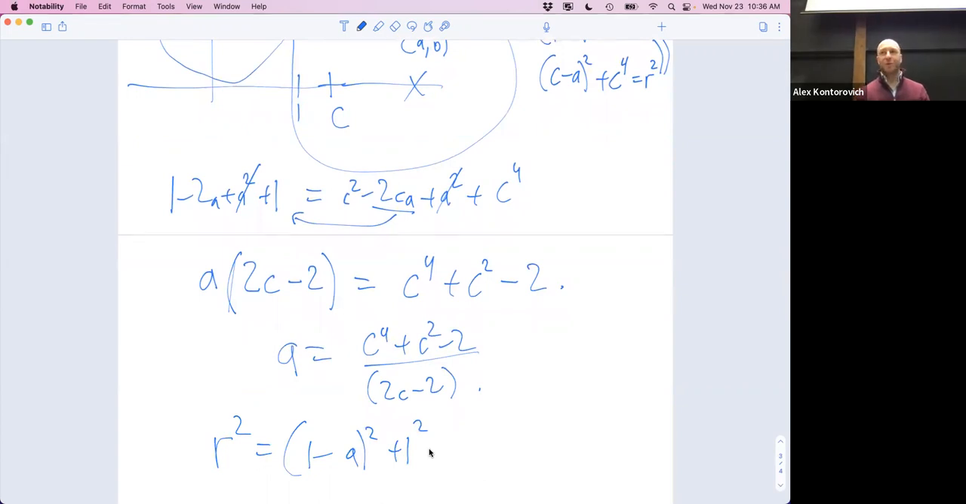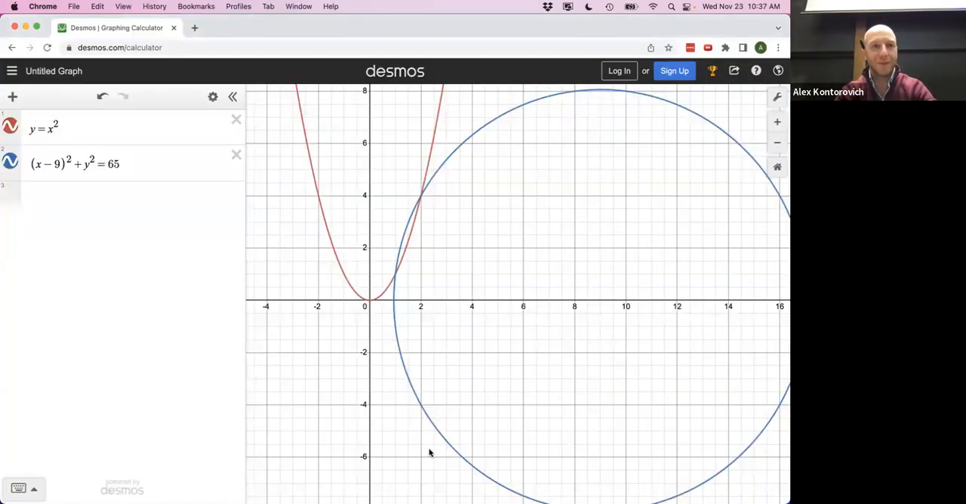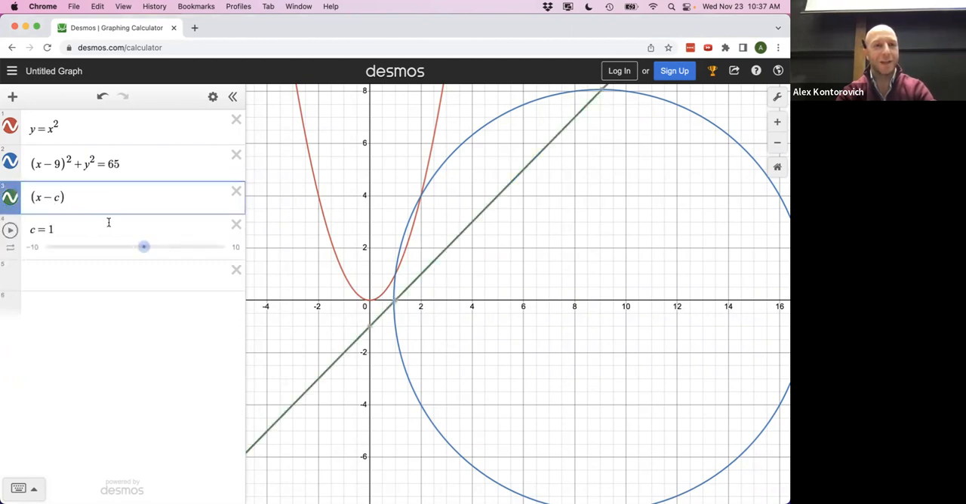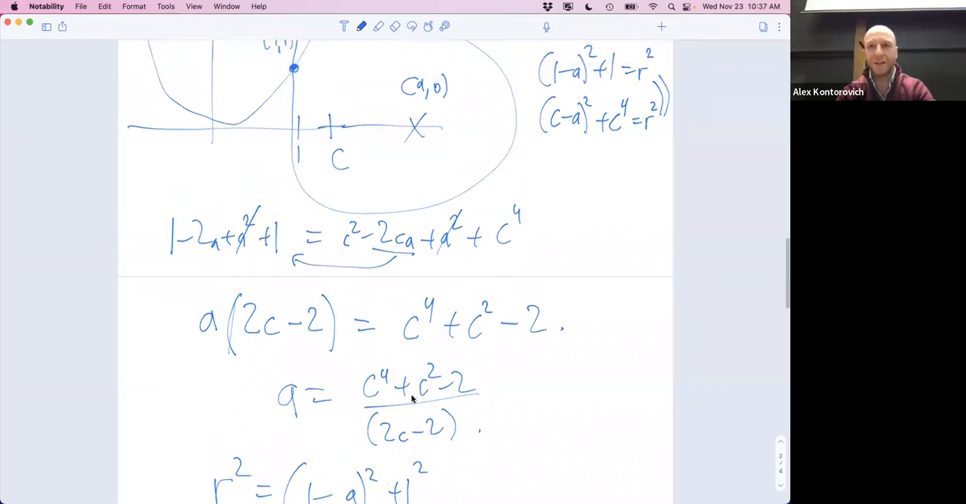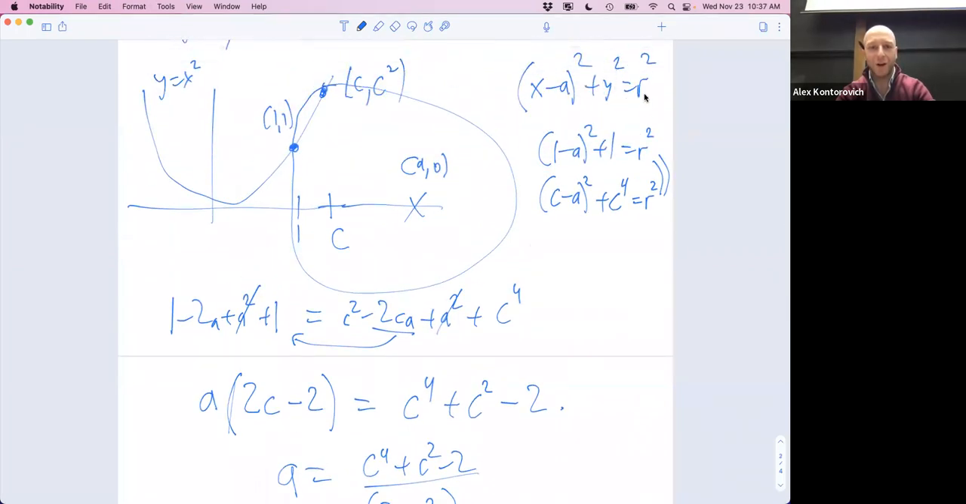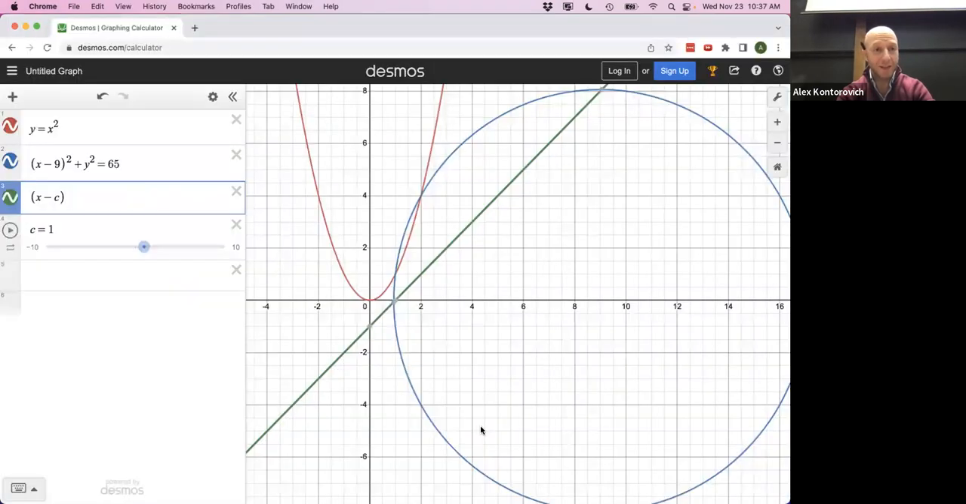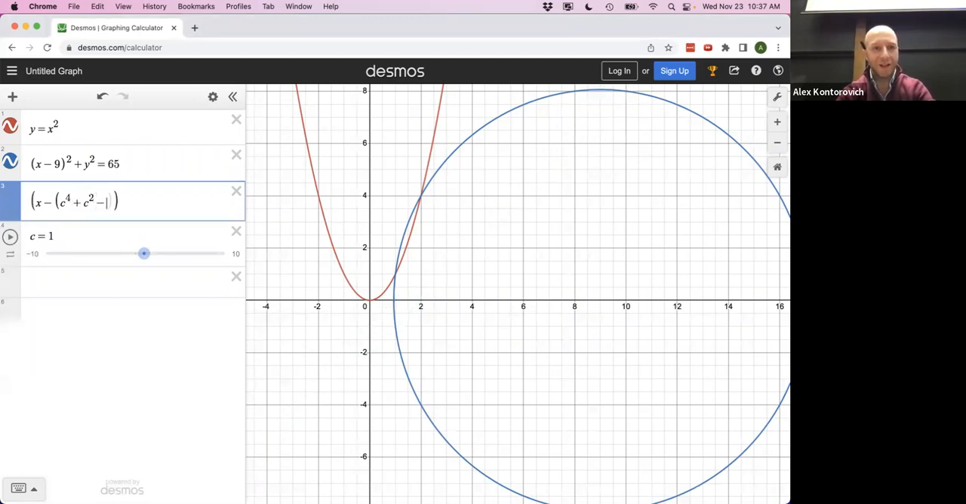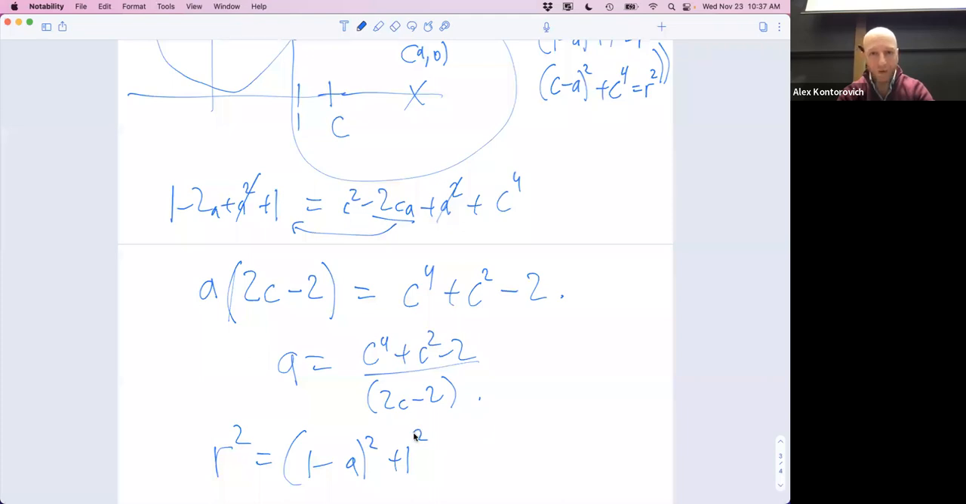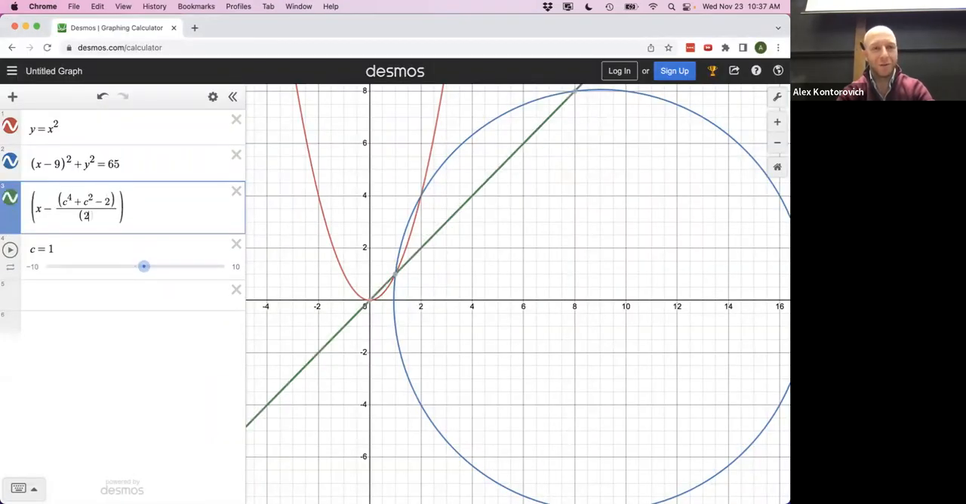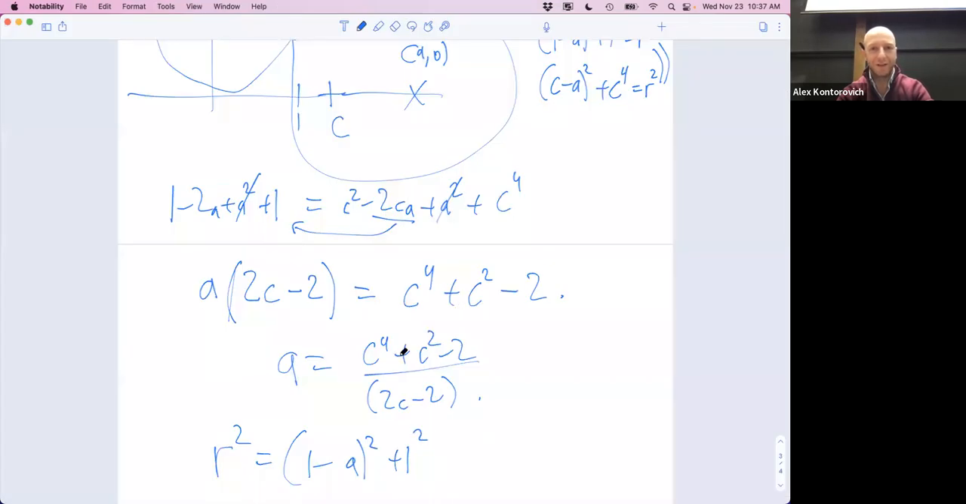Should we find out if that equation was right? Let's try it. So we had c. c is going to be, okay, let me just try something. I think I can do x minus c. Yes, add a slider for c. Good. Okay, so I have now a value for c. And a, the equation is (x minus a) squared plus y squared is equal to r squared. a is this thing. So x minus something complicated, (c to the 4th plus c squared minus 2) over (2c minus 2). Did I type that in right?